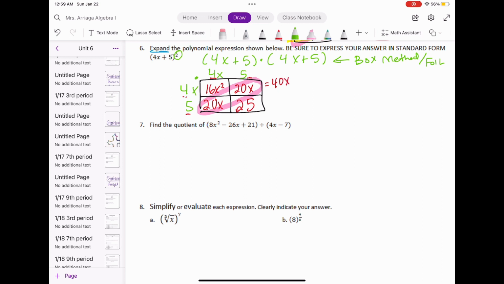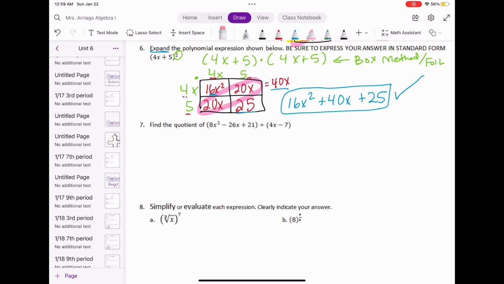And our answer is going to be that first box, 16x squared, the combination plus 40x, and that last box plus 25. And that's our answer. Remember, your answer should be in standard form, meaning biggest exponent to smallest exponent, right? Biggest degree to smallest degree.